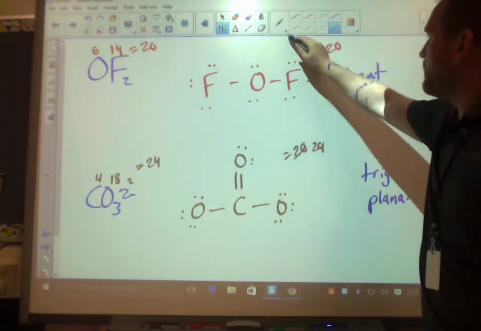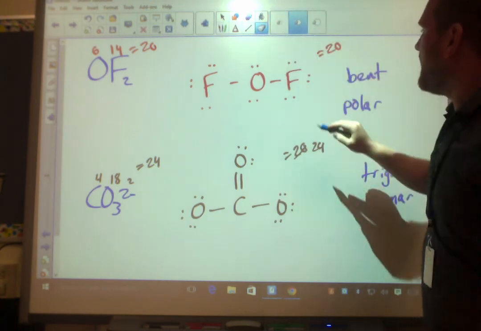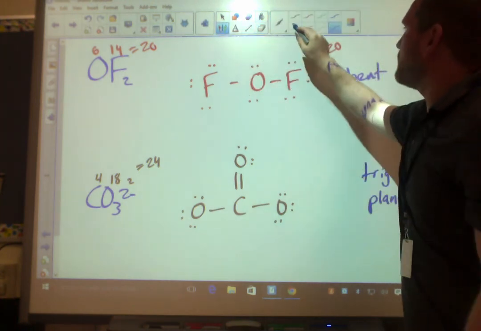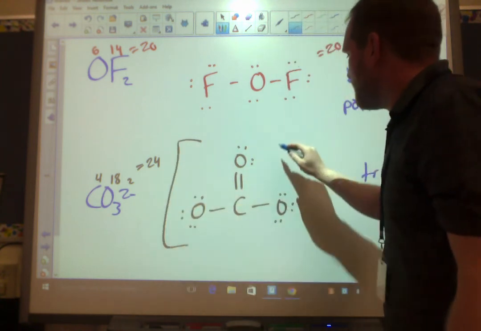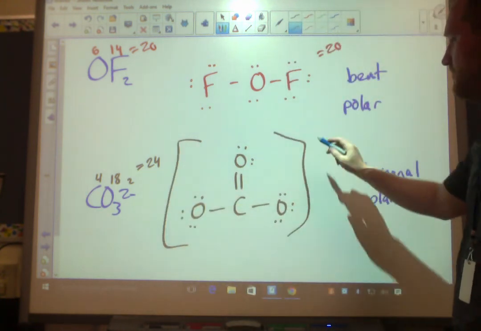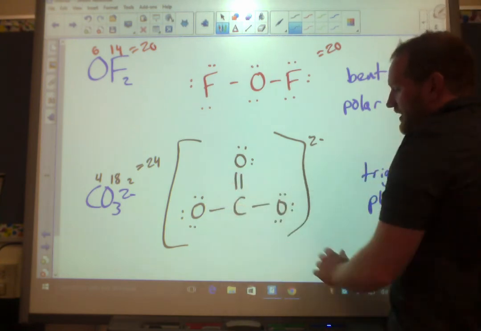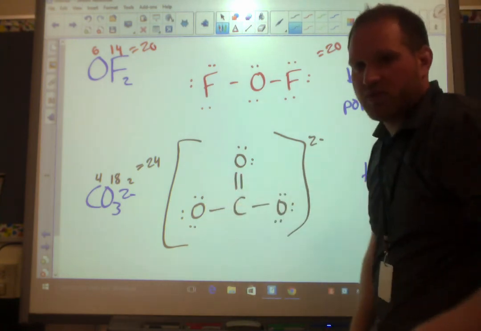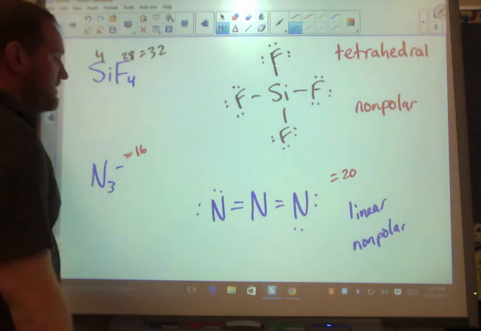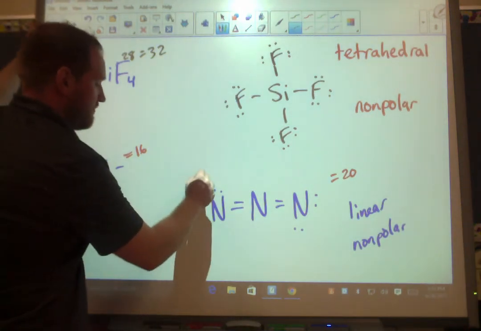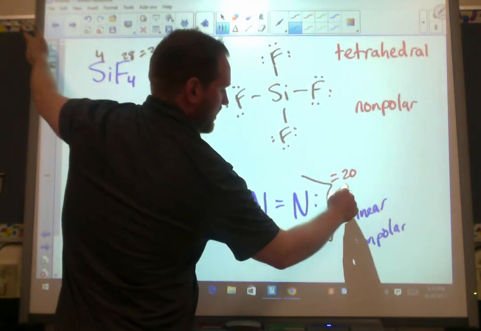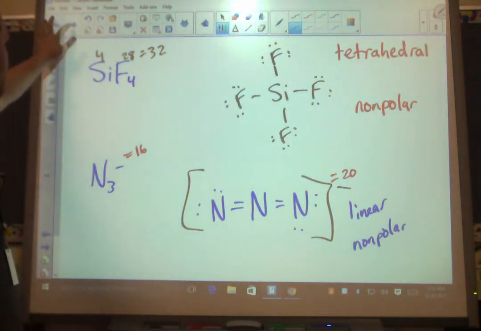And don't forget, when we have an ion like this, we need to put the entire thing in brackets and put the charge on the outside. In fact, that's what I said I forgot in the last one. When you have a polyatomic ion, you want to put brackets and you want to put the charge. So I did the N3 minus. I should have put my brackets with my minus out there as well.